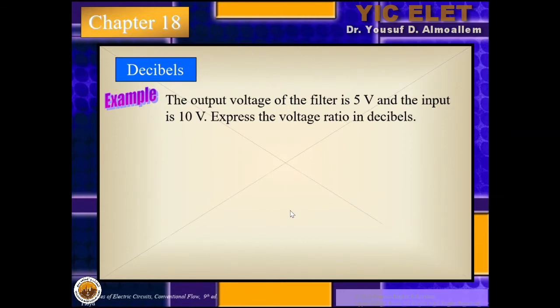Let's take an example. The output voltage of a filter is 5 volt and the input is 10 volt. Express the voltage ratio in decibel. What is the ratio? It is simply this number divided by this number. So Vout over Vin. So 5 over 10 is equal to what? It is half. But in decibel it is different. So let's see what this is in decibel. Using the previous formula, we have to put in the calculator simply 20 times log base 10 of 5 over 10, which is half. So 20 times log base 10 of half. And what is it? If we calculate it, we will find it is minus 6 dB.